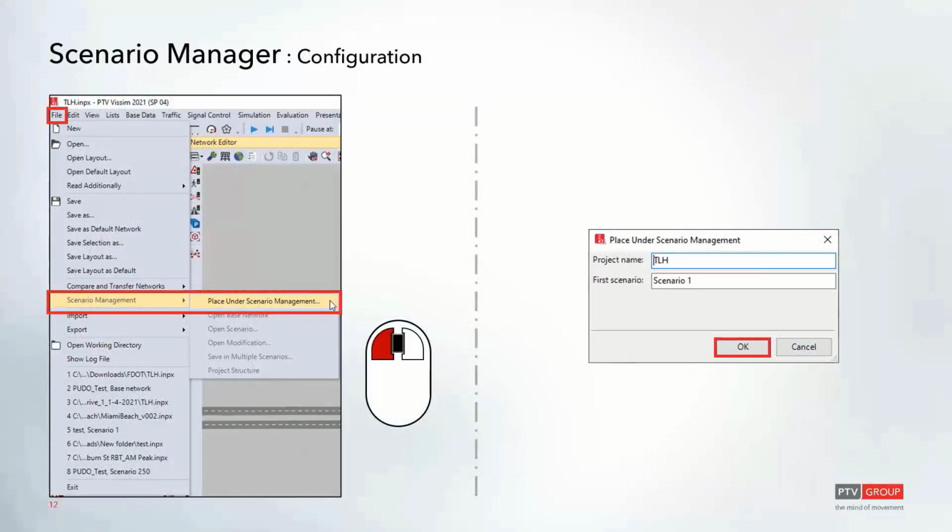All right, so in order to start using Scenario Manager, first you'll just need to go up to the File option, and then you can go down to Scenario Management, and then select Place under Scenario Management. And as soon as you do that, it's going to open up the window here on the right, and this will allow you to enter in a name for the project, and you can also choose a name for the first scenario at this point.